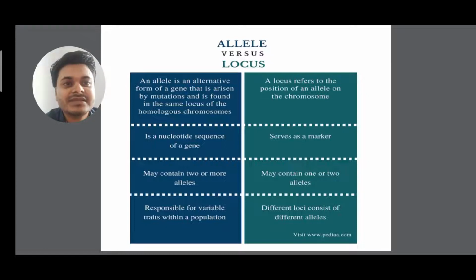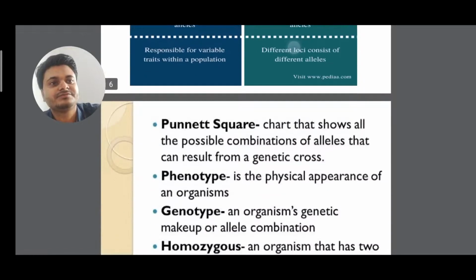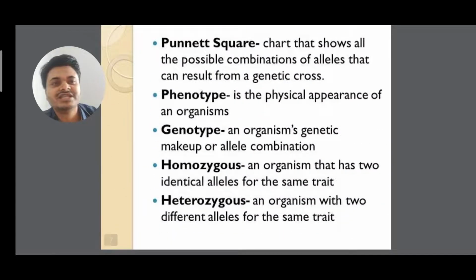An allele may contain two or more alleles, but this side, a locus may contain one or two alleles. Clear? This side, the allele is responsible for variation. That means it is responsible for variable traits within a population. Clear? So allele is responsible for variable traits within a population, whereas this side in locus, different loci consist of different alleles.